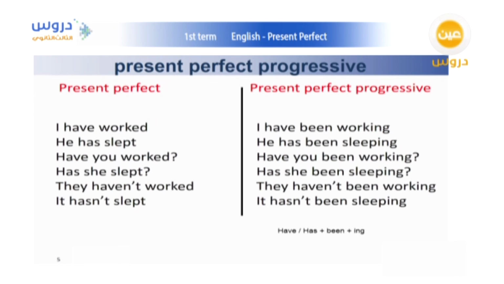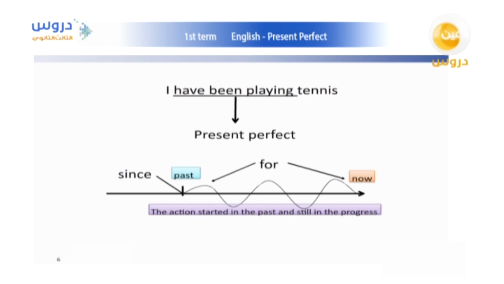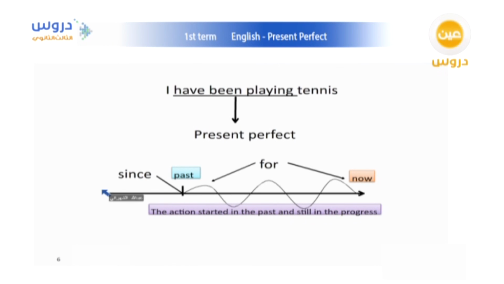Now we are going to move to the present perfect. Here is the timeline. I don't know if you can see it clearly. Can you see it clearly? What about you, Amir? Okay, thank you, Amir. Thank you, Shahad. So here is the timeline. I have been playing tennis. Have been, this is the present perfect, because have plus the past participle. And here is the timeline. The action started in the past and is still in progress.